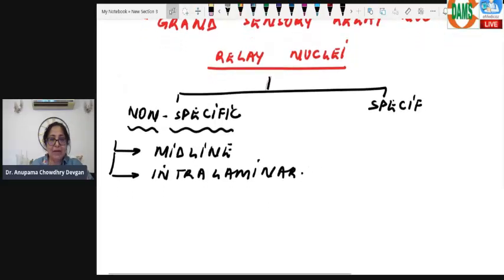Midline and intralaminar. Okay? The meaning of threshold is the same everywhere. What do you mean by that? Threshold.